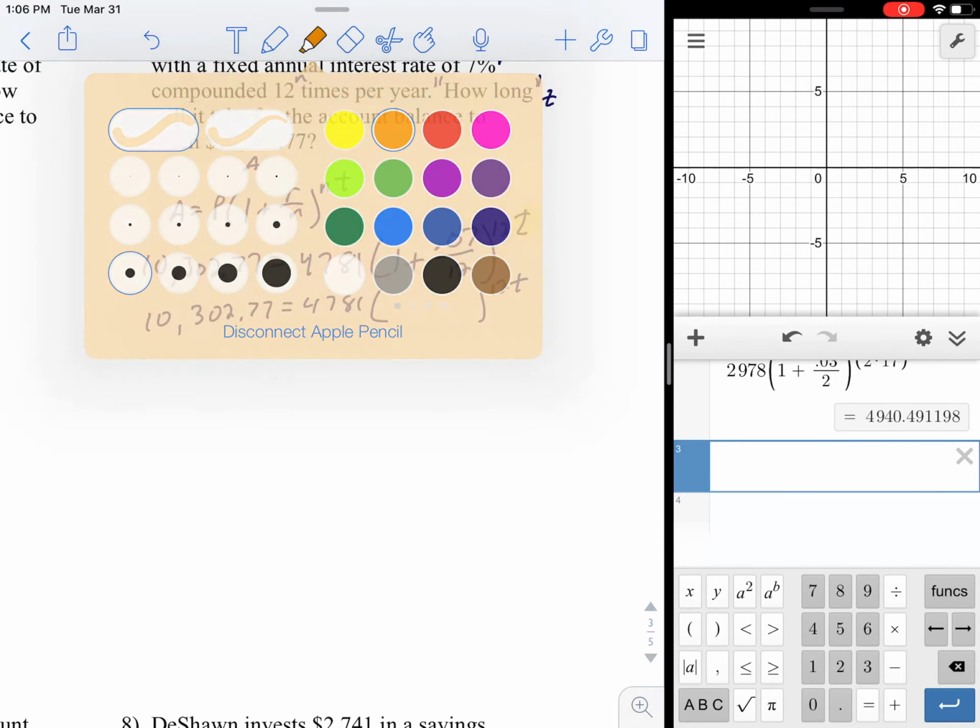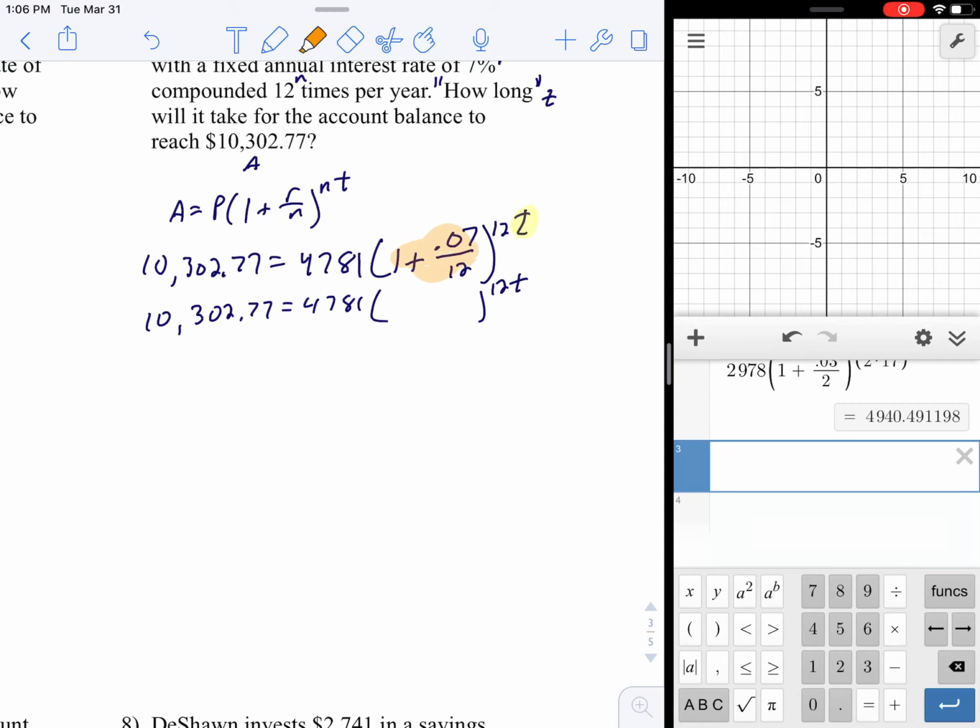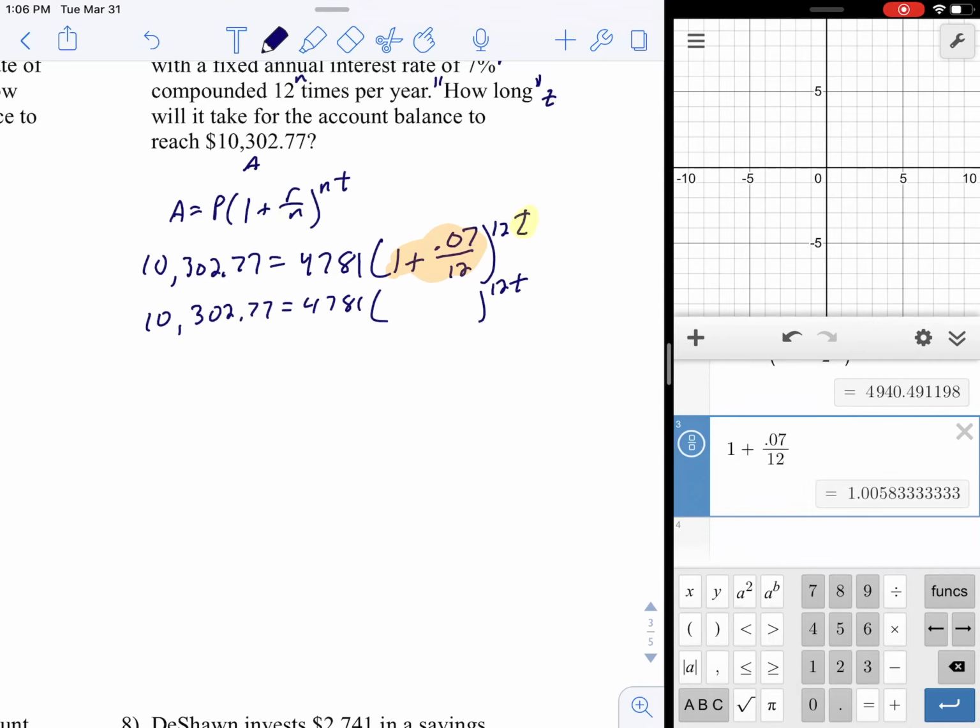Let me change the highlighter color. This right here, this is a number. So let's find the actual value. 1 plus 0.07 divided by 12. Wow, 1.0058. Now you might be tempted to round that off to just 1. That would give you disastrous results. You need to go 4 decimal places at least. We'll go 4 decimal places in order to do this. So that's our equation. I'm going to bring it down here so I have a little more room to work with it.